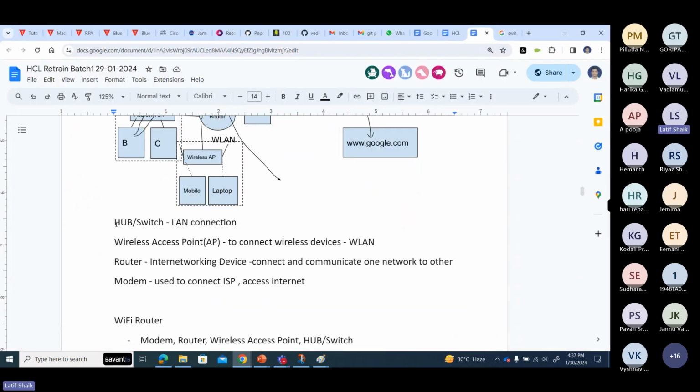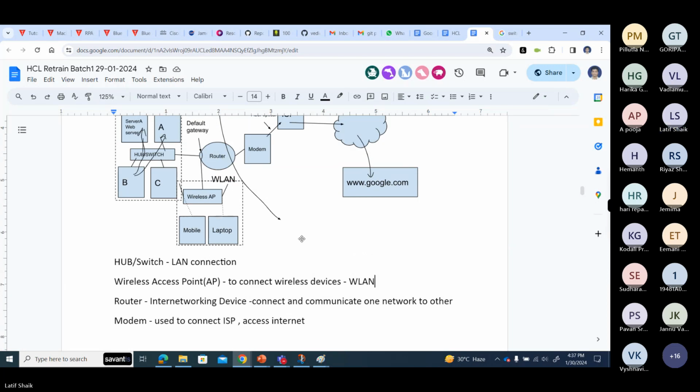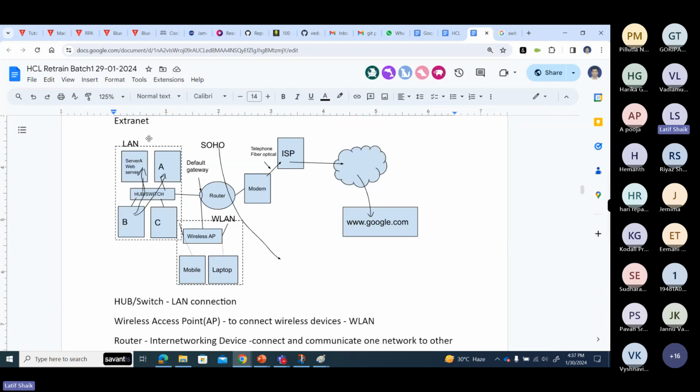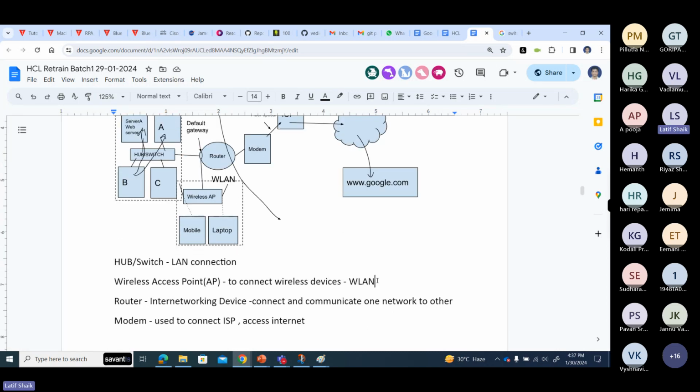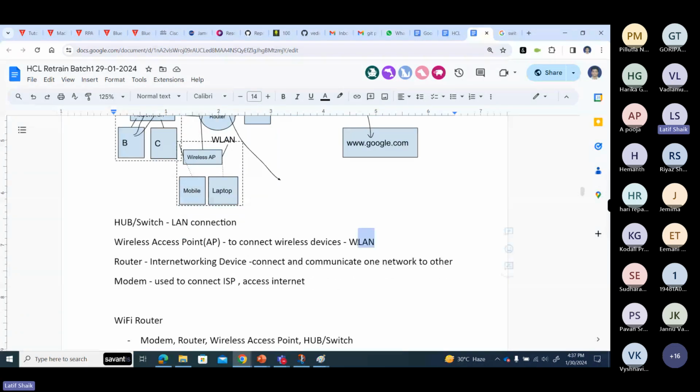Hub or a switch is used for LAN communication purposes. Wireless access points are used to connect devices wirelessly. So that type of network we call a WLAN. LAN is local area network. WLAN is wireless LAN. What is WLAN? Wireless LAN. So what we use in WLAN, we use a wireless access point.